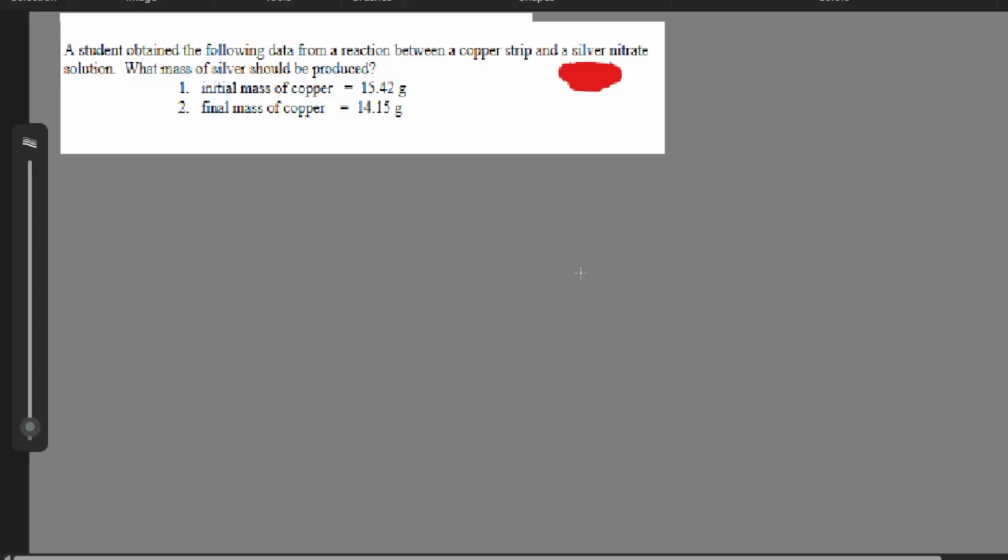Consider this question. So the first thing I want you to do is determine the actual mass of copper that's reacting, right? So our numbers are 15.42 and 14.15. Let's take the difference of those. 15.42 subtract 14.15. This gives us 1.27. Now, if the initial mass is 15.42 and the final mass is 14.15, that means that only this amount reacted. So, this is the number we're going to be using for copper.